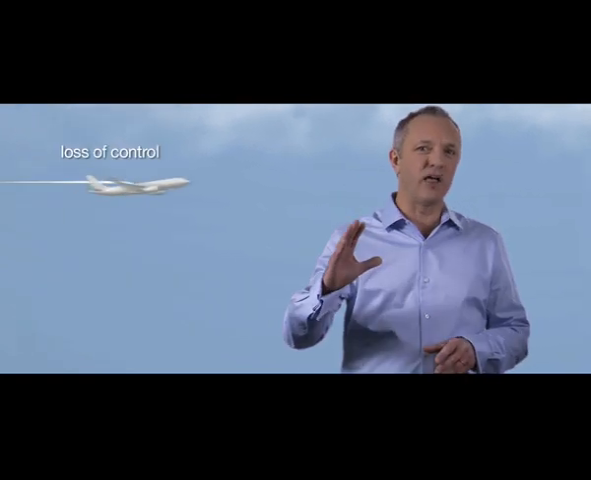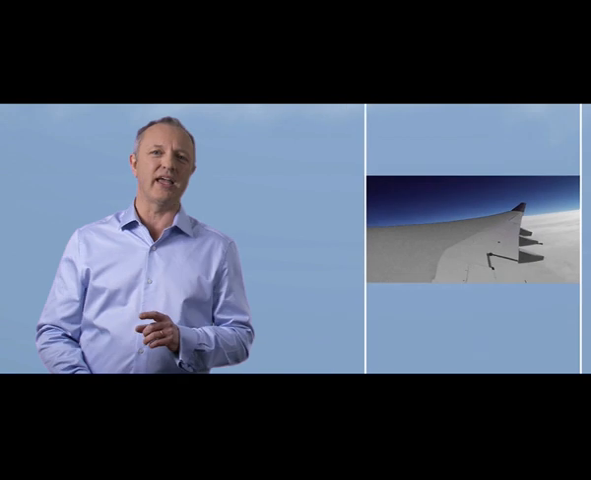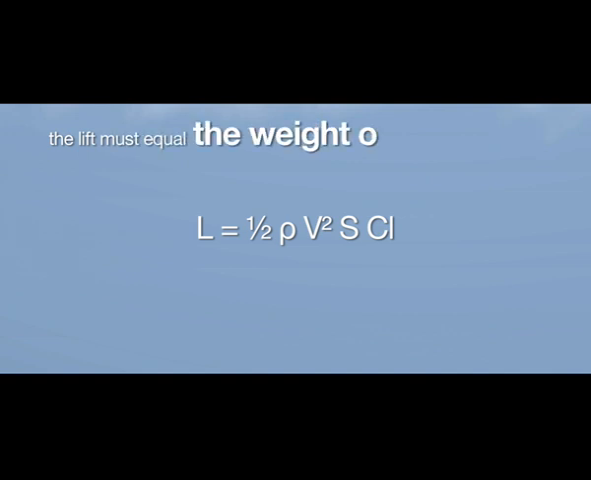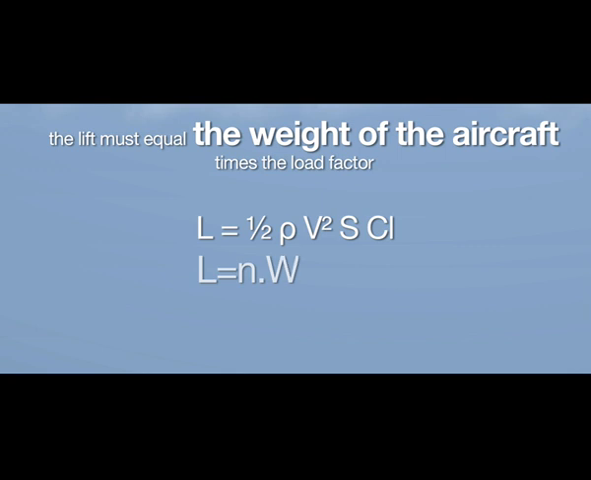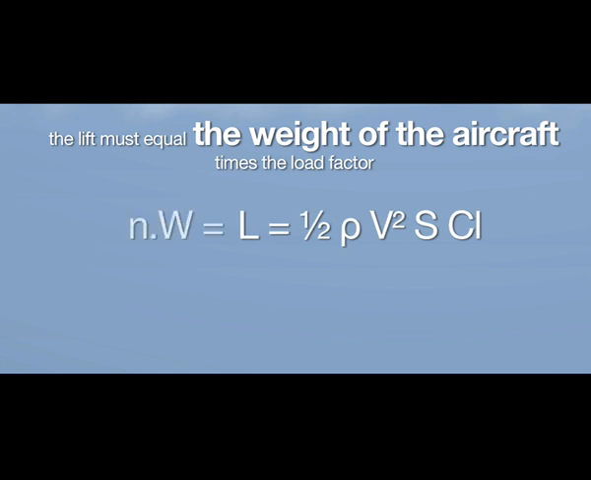A stall is characterized by a loss of control, then by a loss of height. A wing generates lift, where L equals a half rho V squared S CL. The lift must equal the weight of the aircraft times the load factor. L equals N times W, where N equals load factor and W equals weight. The general lift equation becomes N times W equals L equals a half rho V squared S CL.